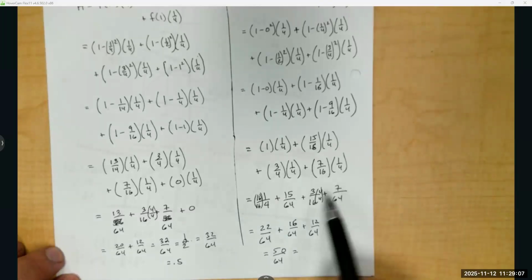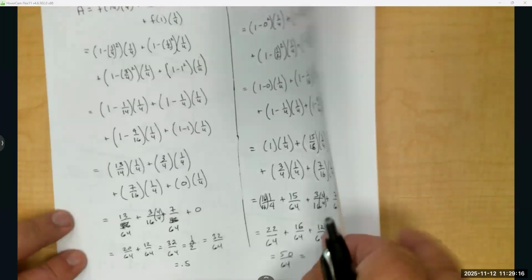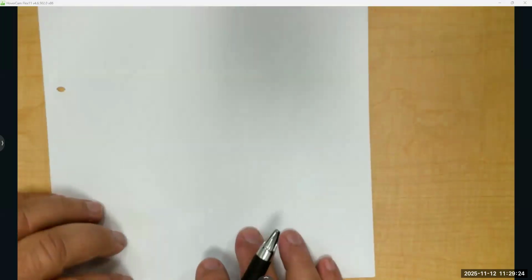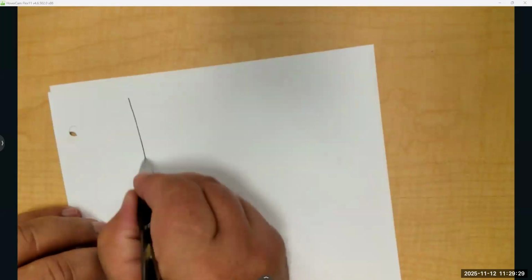Here I had 15 plus 7 is 22. So the next thing we would do is increase the number of divisions, and our delta x would become smaller and smaller and smaller. But there's a third method. There's a third method we can use.